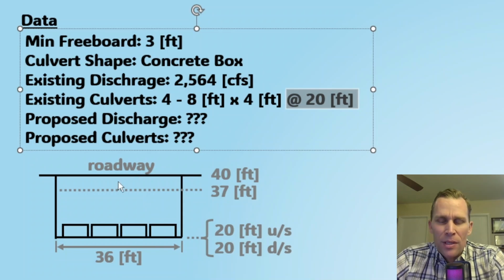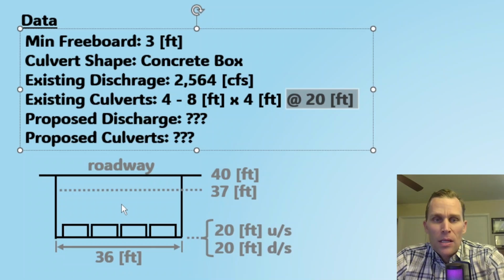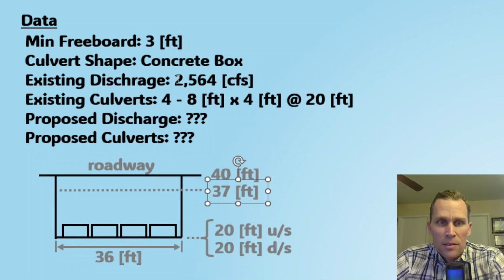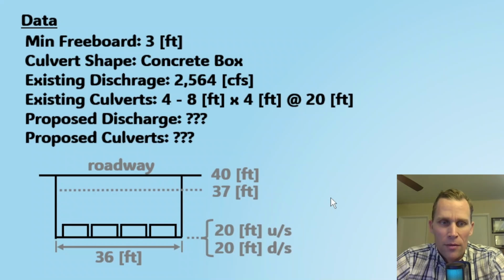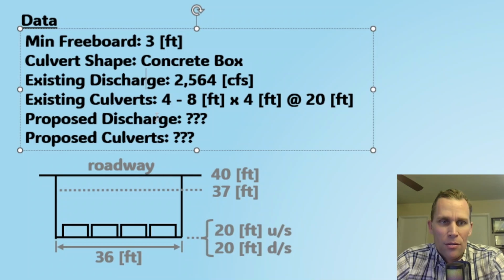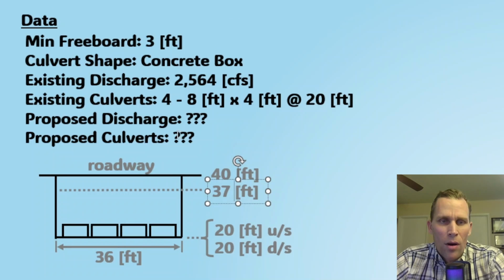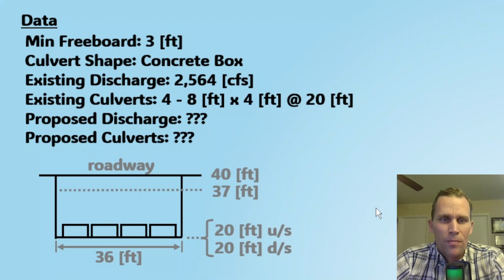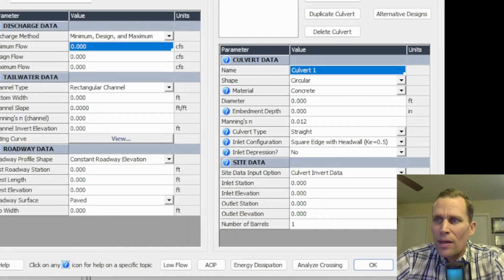So let's go ahead and build this model right here, the existing conditions in HY-8, run the simulation, and then just confirm that the design flow rate of 2,564 does not exceed 37 feet for the headwater elevation. Then we'll come back and check out the proposed conditions, which will involve a higher peak discharge. And if it exceeds 37 feet for a headwater, then what would be our culvert for the proposed scenario? All right, so that's the direction we're going with this HY-8 exercise. Let's go ahead and get started.